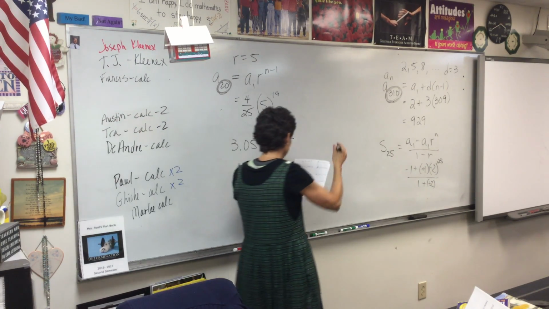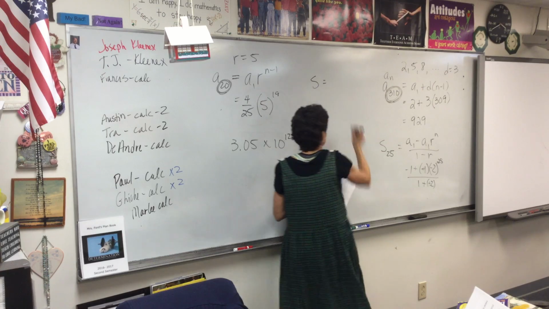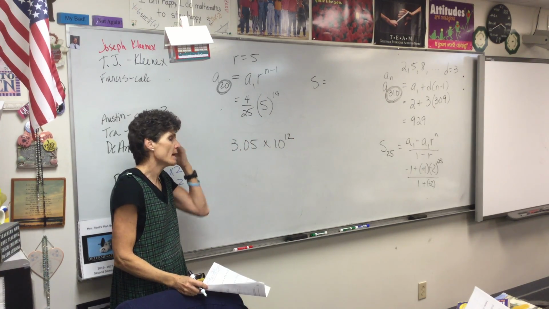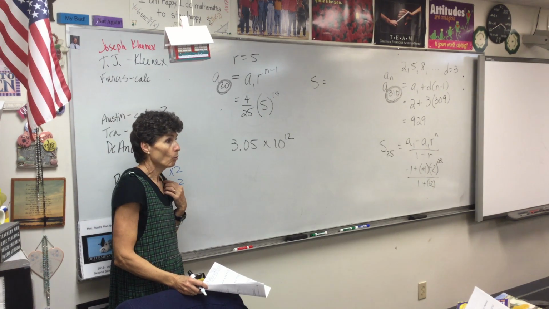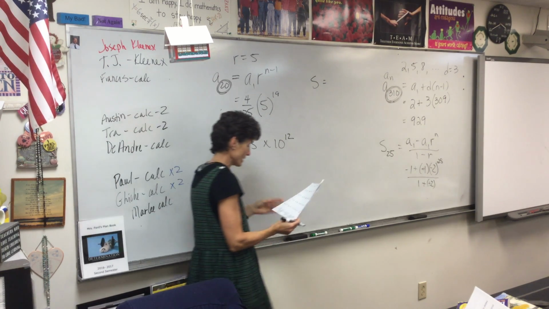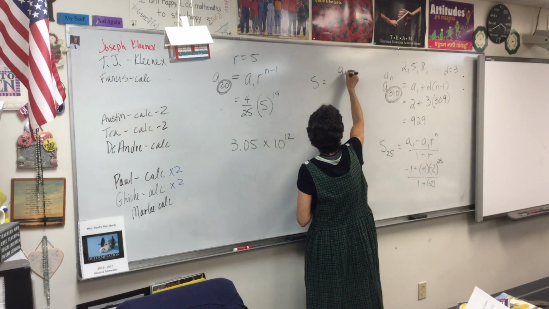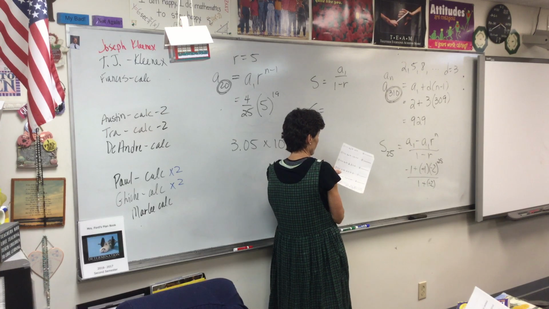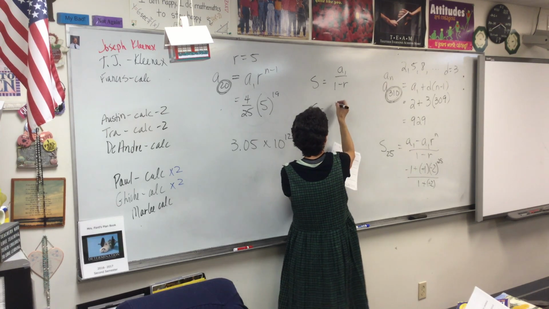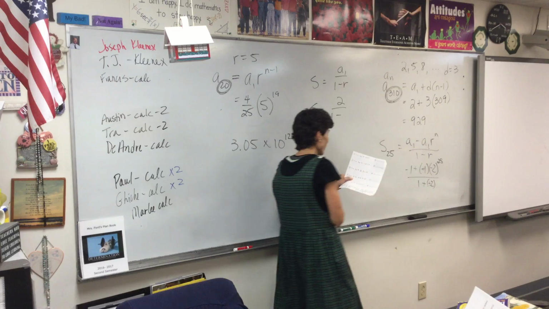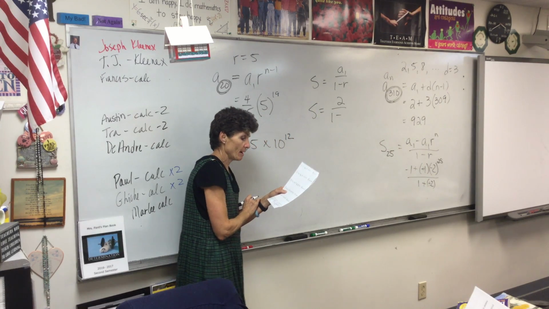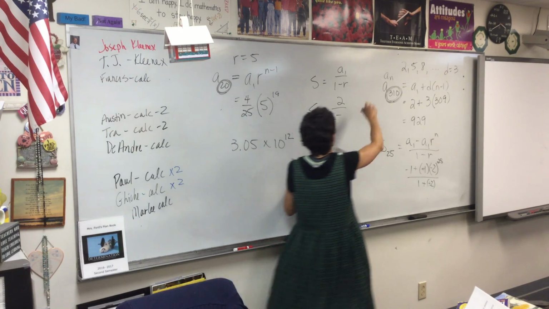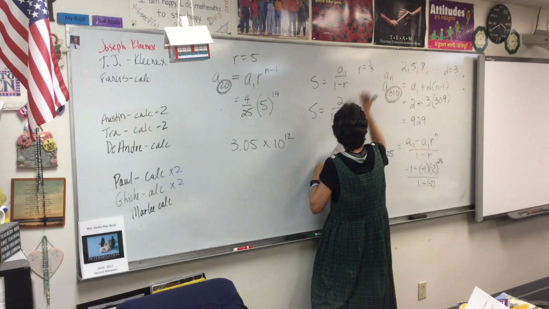All right, so now we're doing S. Look at your formulas. Do you have any formulas that say S? Yeah, 1. That's the one you're going to use. What do you need? The formula is A sub 1 over 1 minus R. So here we go. What's A sub 1 in your sequence? 2. What are we multiplying by? 1/3. Very good. Your ratio is 1/3.